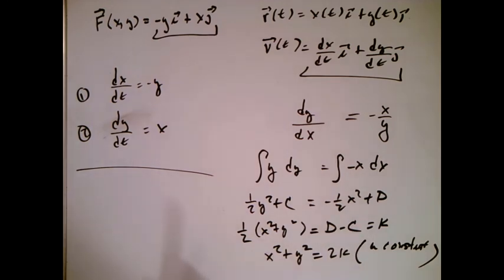Now, if that constant is negative, this has no graph at all. But if k is positive, this is the circle that we thought it was.